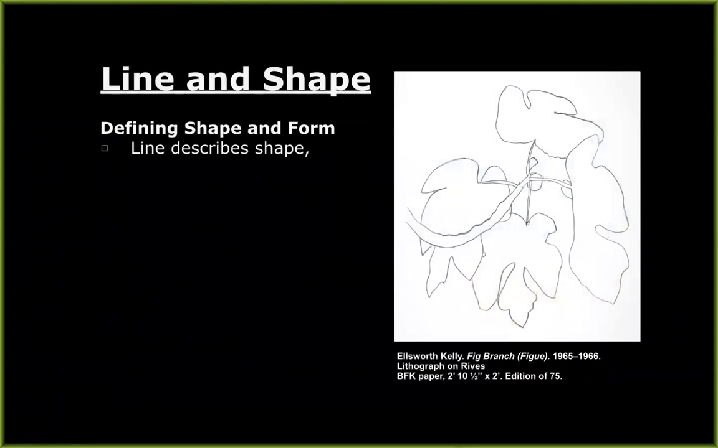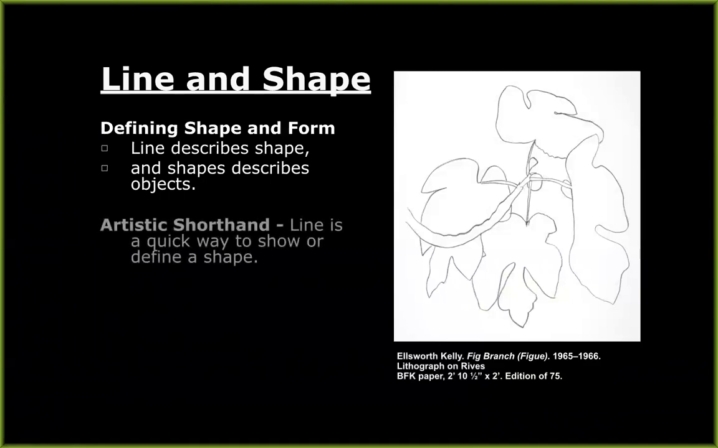And shapes are very closely related to form, but most of the time, shapes describe something that's two-dimensional, and form describes something that is three-dimensional. Also, form has a lot of other meaning in art, so it's best, if you want to be clear that you're talking about a shape, that you use the word shape.